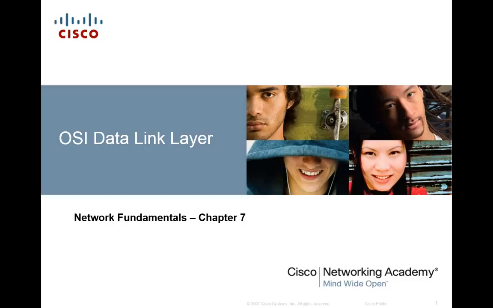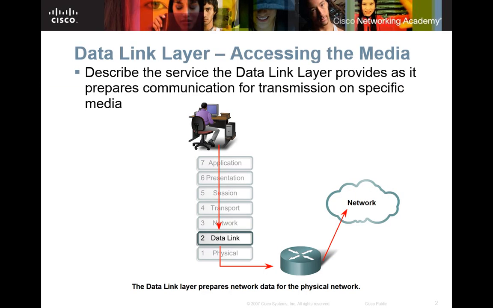Alrighty, we're going to talk about the data link layer and the physical layer tonight. The data link layer, of course, is layer 2 in the OSI model. What does the data link do? Well, the data link takes your IP encapsulated packet from layer 3 and puts it into a frame in layer 2.